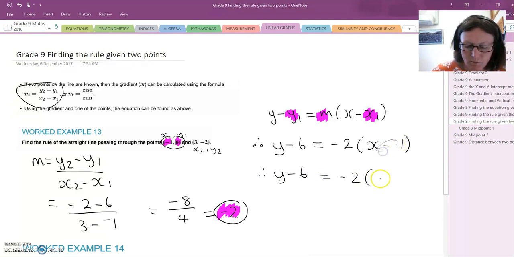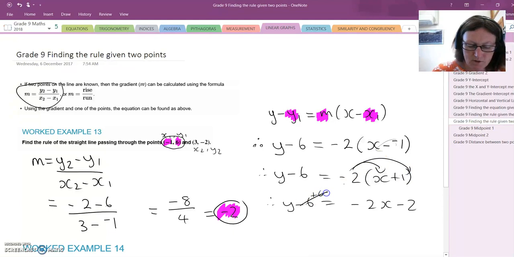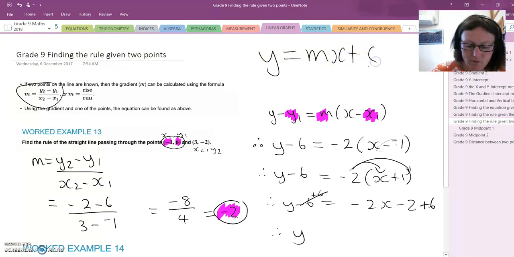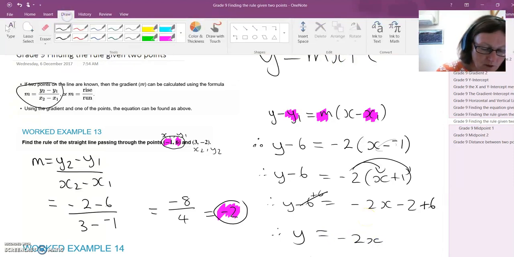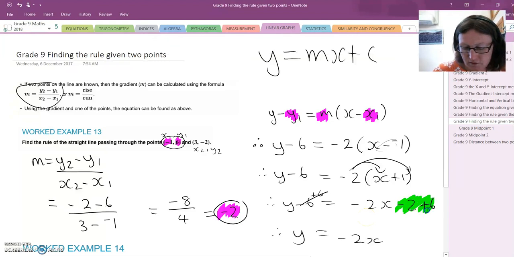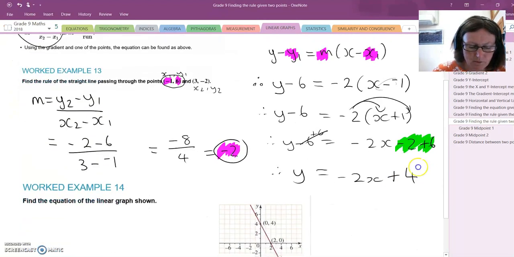So I've got y subtract 6 is equal to negative 2. I'm going to change this to a plus. I'm then going to just expand my brackets on the right hand side. So I've expanded the brackets. I then need to add 6 to both sides to leave y on its own on the left hand side, remembering I'm trying to get it in this magic y equals mx plus c form. So y is equal to negative 2x, combining my like terms, so combining these constant terms, y is equal to negative 2x plus 4.